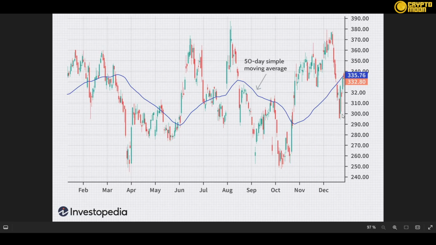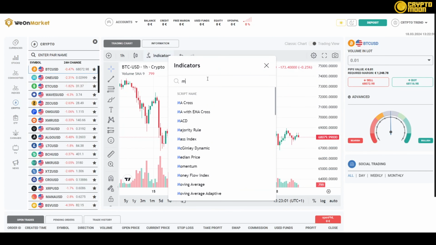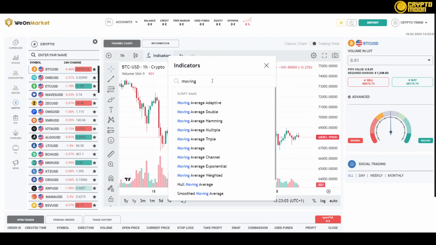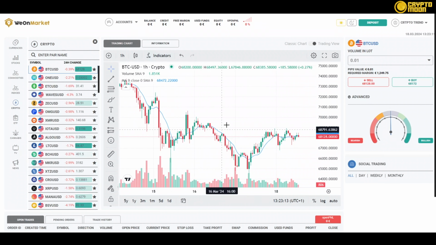So now I'm going to show you how to use the moving average in the platform of WeOnMarket. As you can see here, there are multiple types of moving average, but we have here the main moving average. Once you press it, you will be able to see it on the main chart that you're seeing. As you can see, it's a blue line here, and that's the moving average basically.